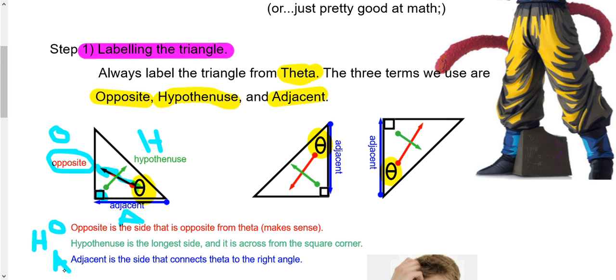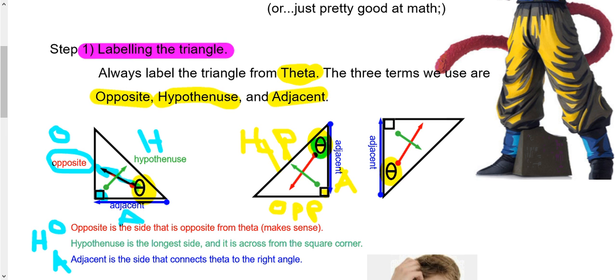Now, on the second triangle here, there's theta sitting right in the corner again, being all nice, okay? And we see that from theta over here, this would be our opposite side. Here's our little square corner, so we know that this side has to be our hypotenuse. It just has to be because it's the longest side, and we know that the hypotenuse is the longest side. Okay, and so this has to be adjacent over here because it's the only one left.